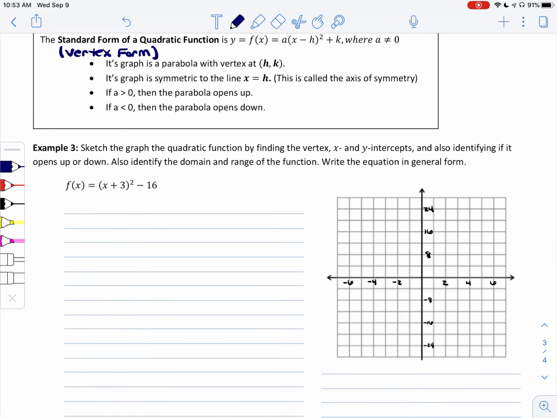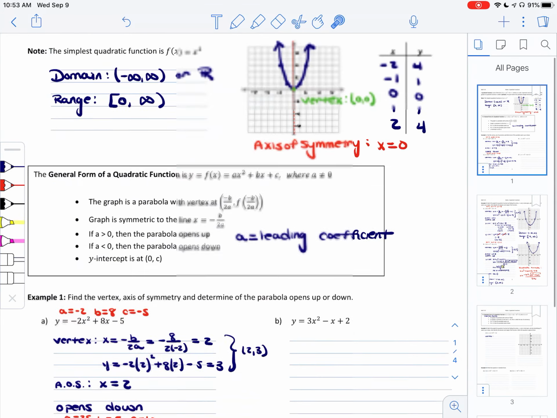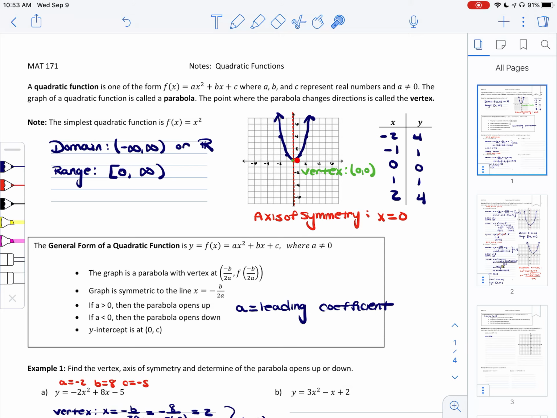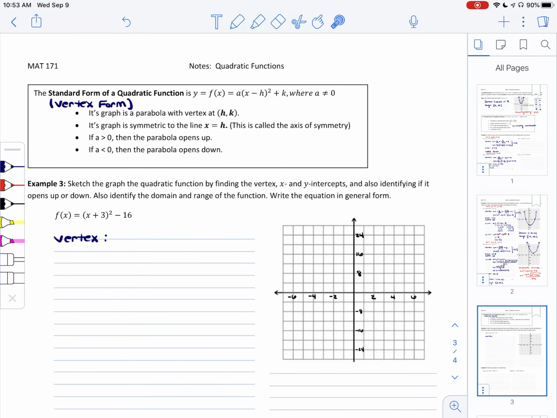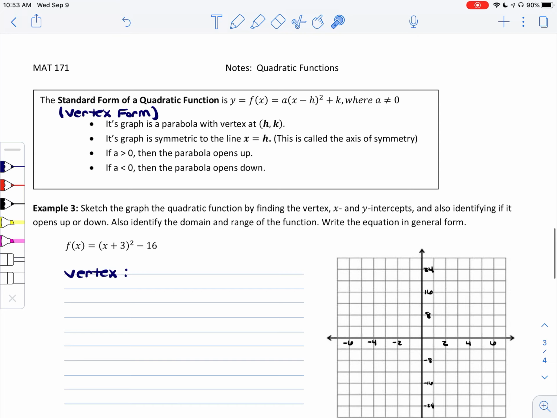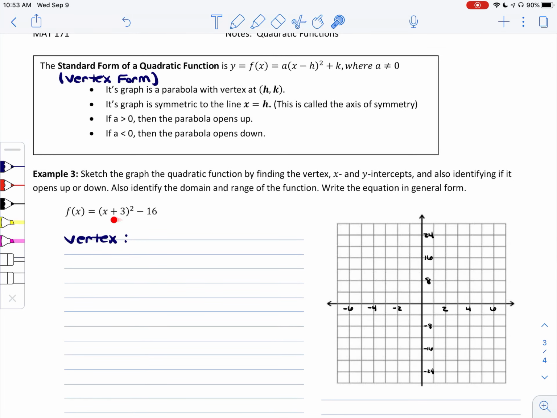All right, so to start with, let's find our vertex. Now for these, it's easiest just to think about your transformations. So we saw way back at the beginning of this section that your standard parabola, your parent function, has its vertex at (0, 0). So that's our starting point. Now here, if we think about our transformations, this is taking our graph 3 units to the left and 16 units down. So that (0, 0) point would be transformed to (-3, -16).